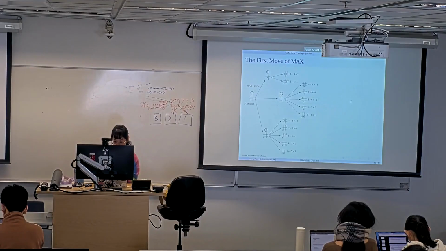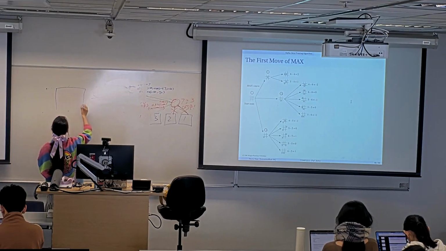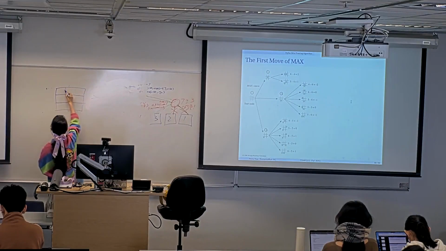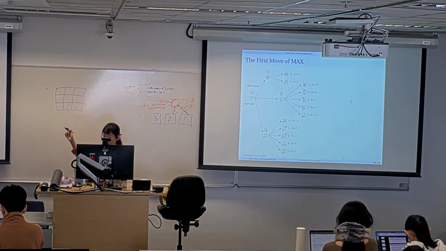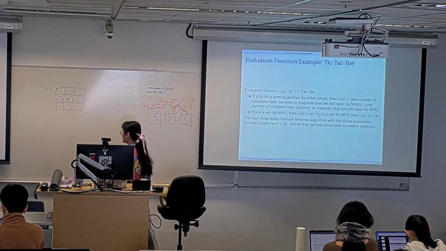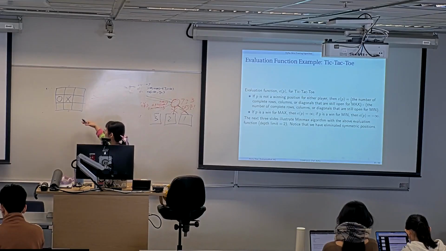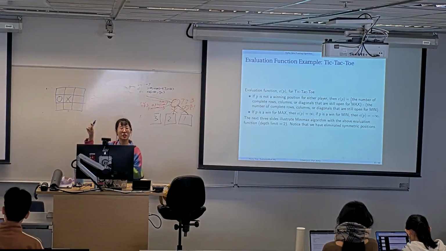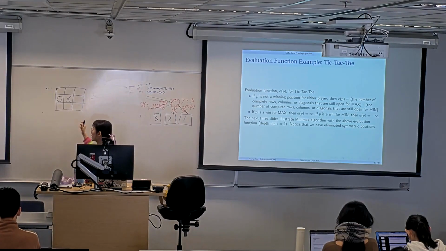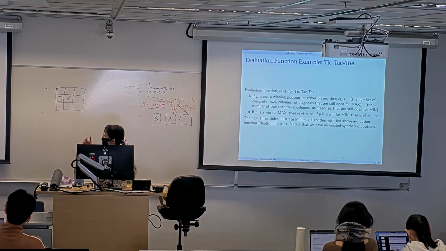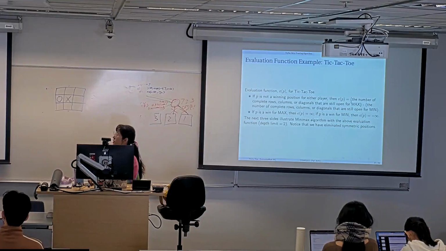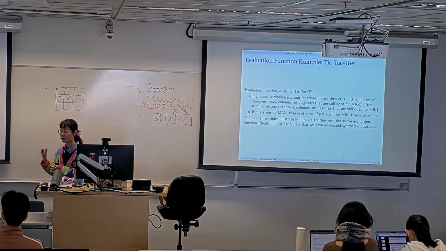Maybe just use this as an example. The game state is here. Suppose at some moment the game state is like this. Definitely this is not a terminal state, but somehow we need to evaluate what is the score, what is the value for this game state. Then according to this EP, it's the number of complete rows, columns, or diagonals that are still open. Open means that it's possible to be occupied by max in the future.